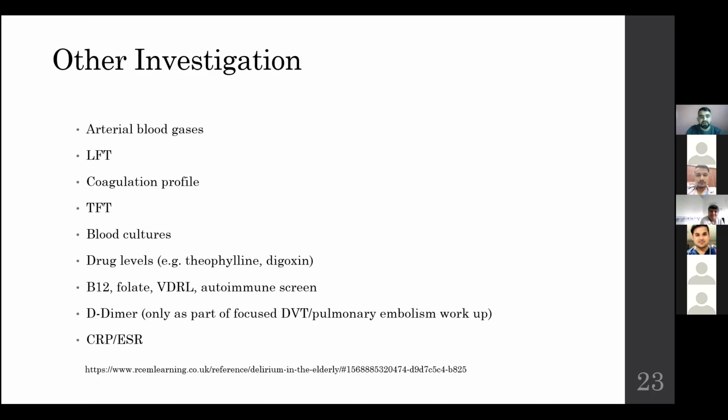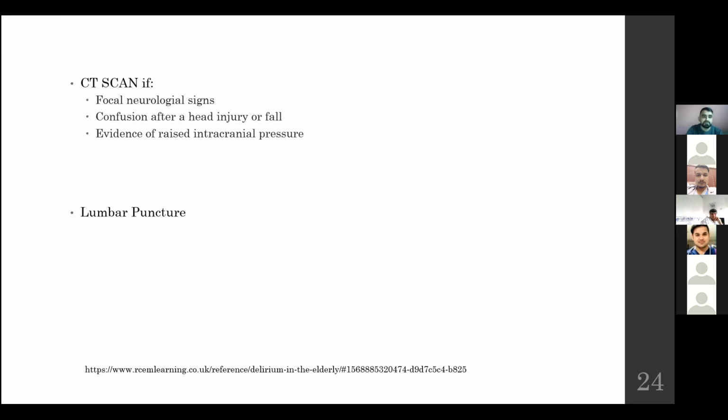Other investigations that can be done according to the cause are ABG, arterial blood gas analysis, liver function test, coagulation profile, thyroid function test, blood culture, drug level, B12, folate, autoimmune screening, D-dimer, which is only a focused part of the DVT or pulmonary embolism workup, and CRP and ESR are also helpful according to the cause of the acute confusion.